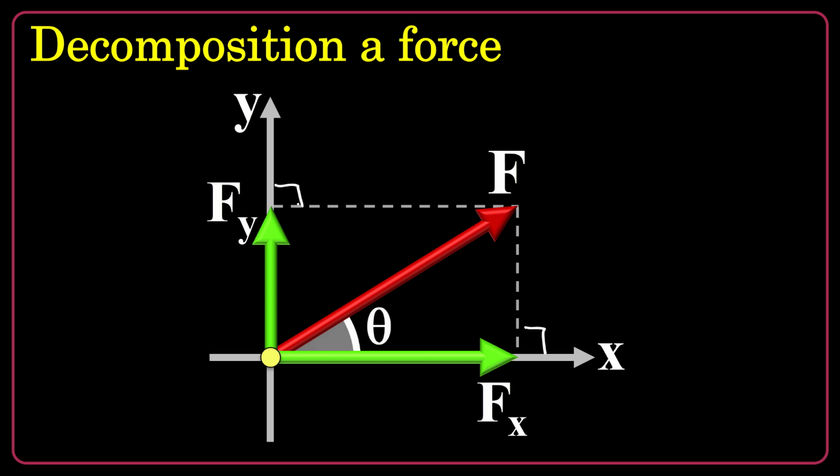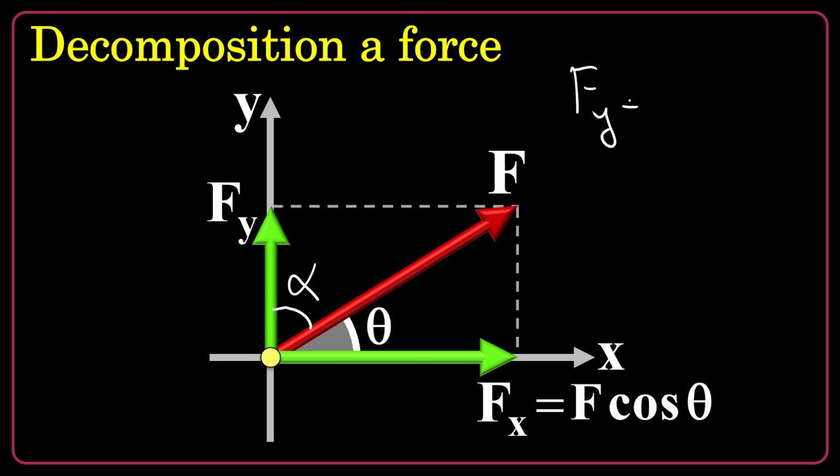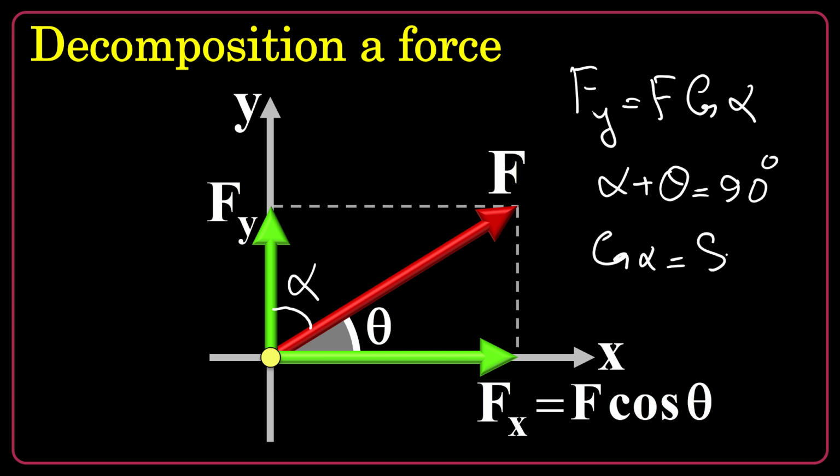Let's say F is making an angle of theta with the horizontal, okay? And so Fx will be F cosine of theta. What about Fy? I suppose there is an angle of alpha between F and Fy, okay? Here I expect Fy to be F cosine of alpha. But I know that alpha and theta are complementary angles. They add up to 90. So cosine of alpha is also sine of theta. So Fy is F sine of theta.